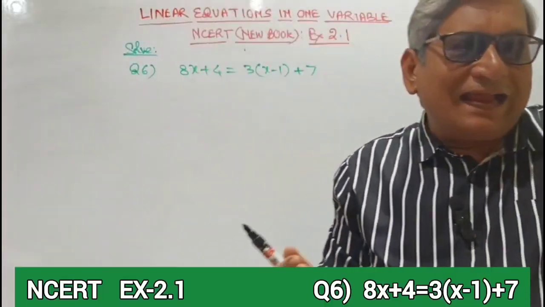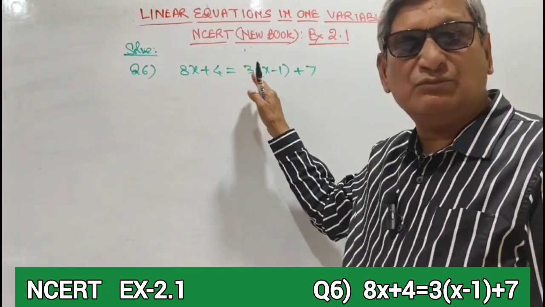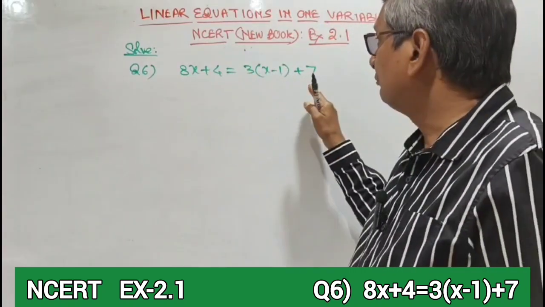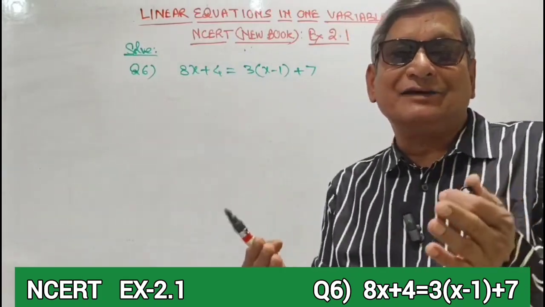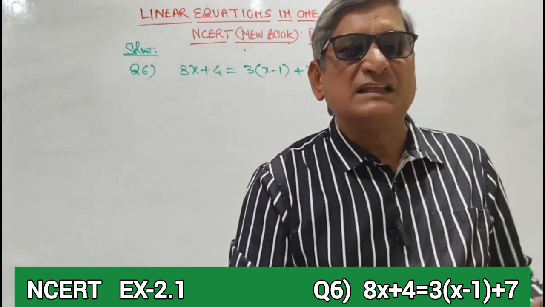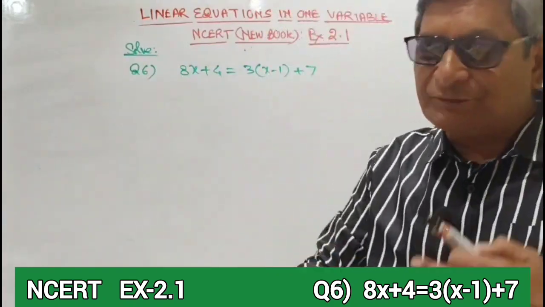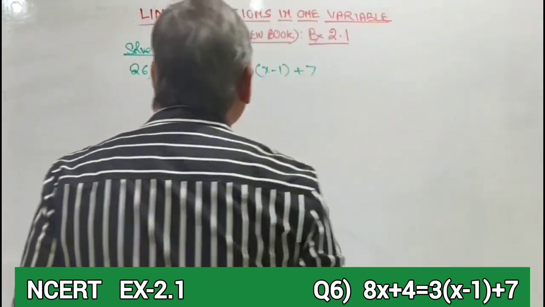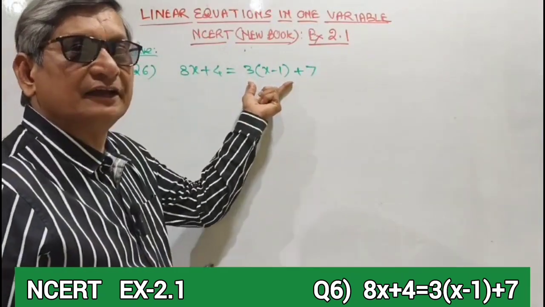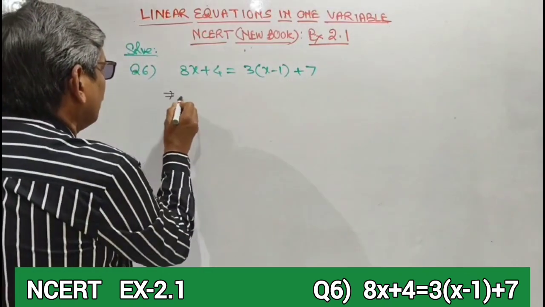You are now given a slightly different question. You have 8x + 4 = 3 times (x - 1) in a bracket, plus 7. We have already discussed that all the variables should be kept on one side and all the numbers on the other side. But before that, if something can be simplified, we should try to do it. As in this case, the things are not very clear, so let it be simplified.